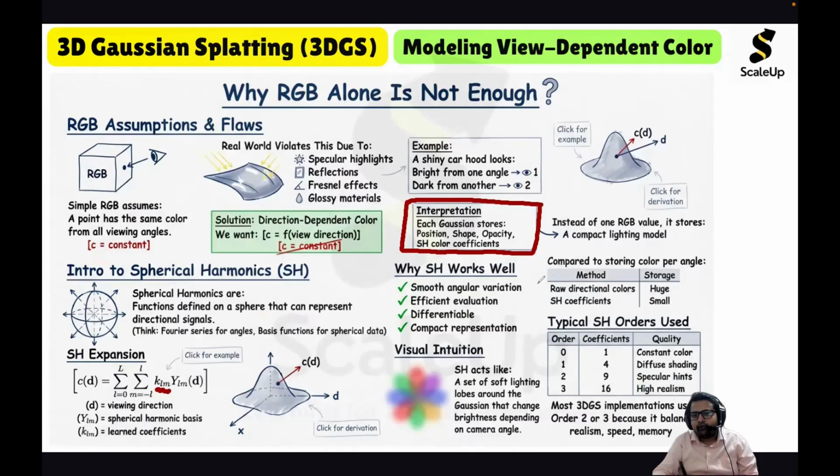And if we store color per angle, that can be very messy. The storage will be huge. Rather than storing color per angle, we just need to store the SH coefficients. So if the degree is 2, 9 coefficients I have to store. That's it. And those 9 coefficients will be enough to determine the lighting or the color of a 3D Gaussian. So every Gaussian will be storing 9 coefficients for color.